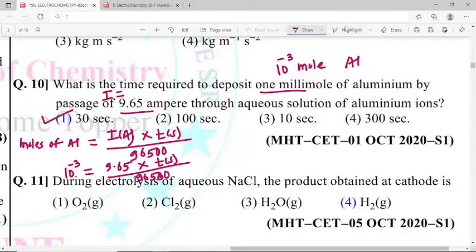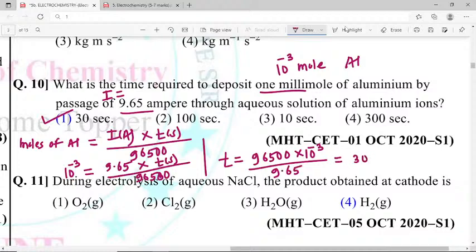T is equal to, calculate T from this formula. So T is equal to how much? 96500 multiplied by 10 to the power minus 3, this whole divided by 9.65, is equal to 30 seconds.